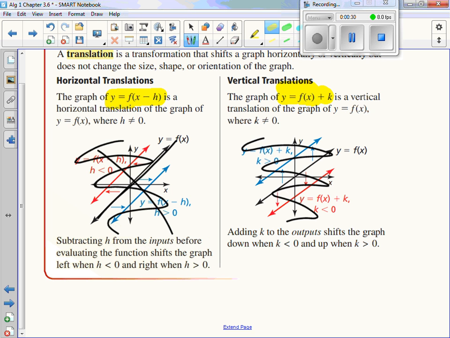And this part here. F of x minus h inside the parentheses. If it's inside the parentheses, what we're talking about is a horizontal translation. So we have x minus h, or x plus h, inside the parentheses. We're talking about a horizontal translation. And when it's outside the parentheses, we're talking about a vertical translation.